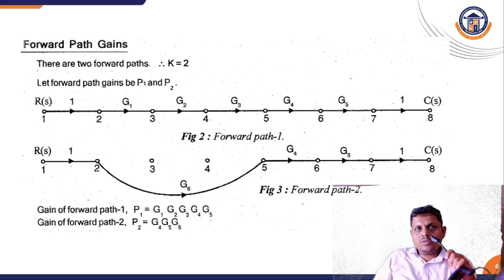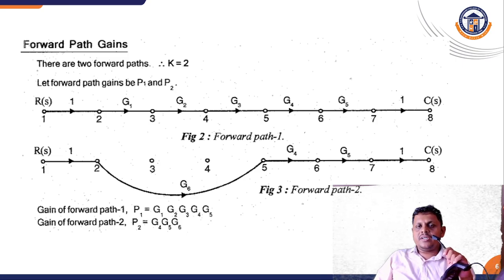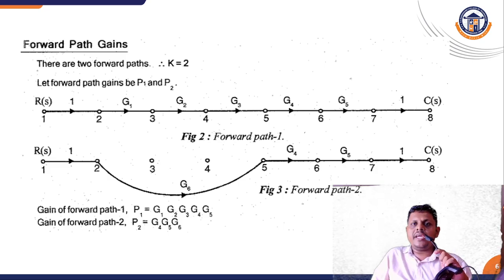First, we are going to check the forward path gains. How many forward paths are there from the starting node 1 to node 8? Let the forward path gains be P1 and P2. The first path crosses the nodes 1, 2, 3, 4, 5, 6, 7 and 8. And the second forward path is 1, 2, 5, 6, 7, 8. So this is the second forward path, and we are calculating the gain of each forward path.